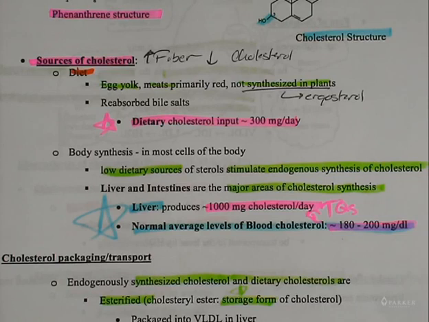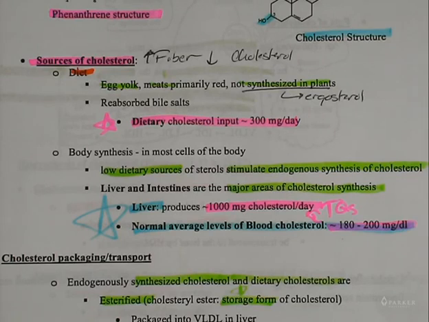So egg yolks, meats, red meat especially, et cetera, we are red meat. So anything that makes cholesterol has a bunch of cholesterol in it. Your dietary cholesterol input is supposed to be about 300 milligrams a day. To give you an idea, that's like 2 eggs. So it's not much. But about 300 milligrams a day. You need to know that. That's the RDA of cholesterol.